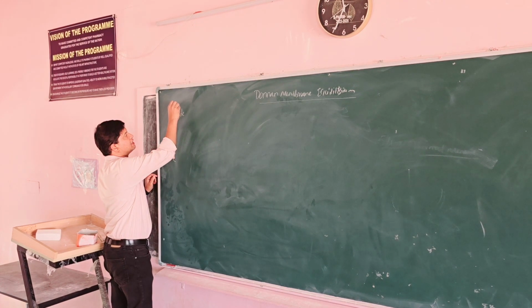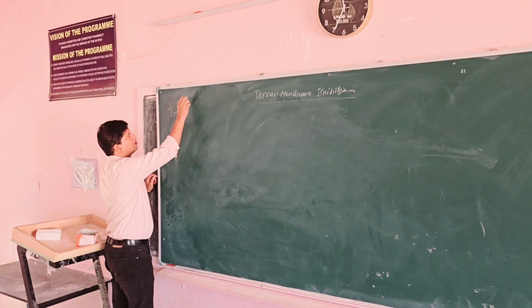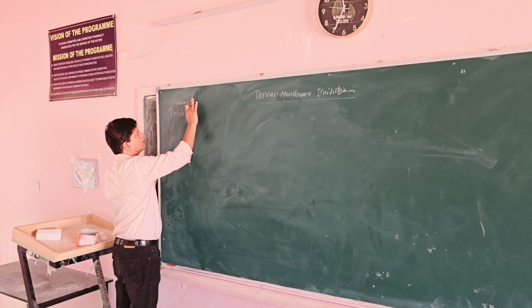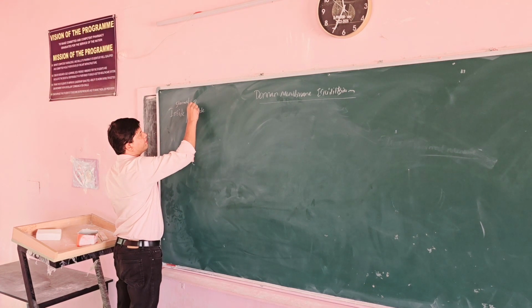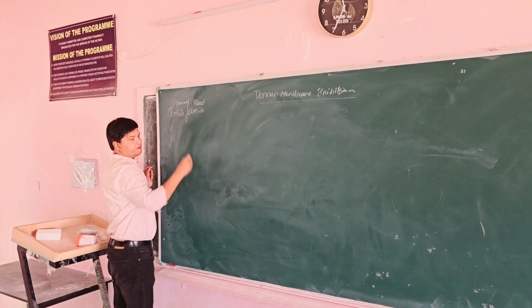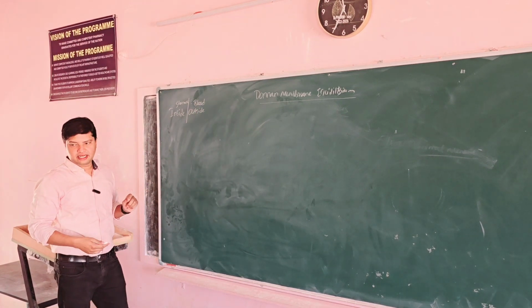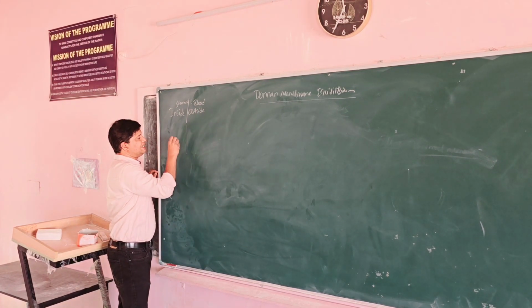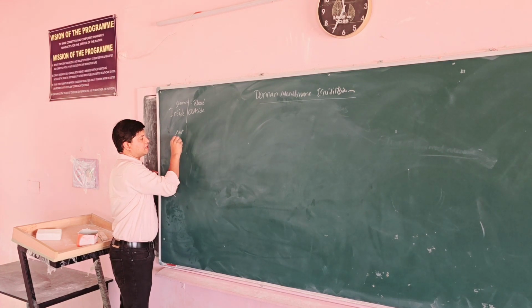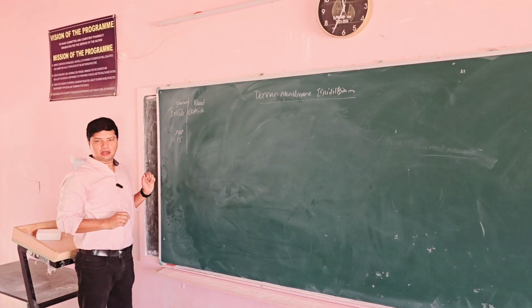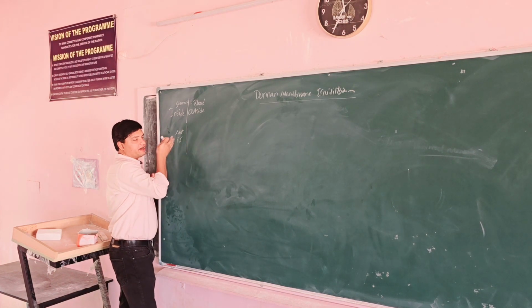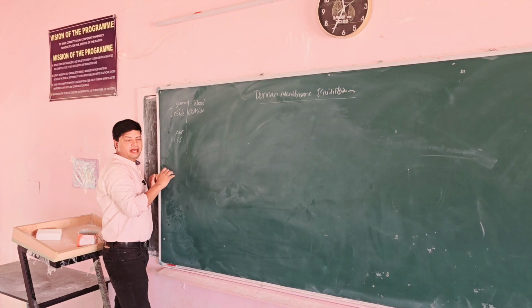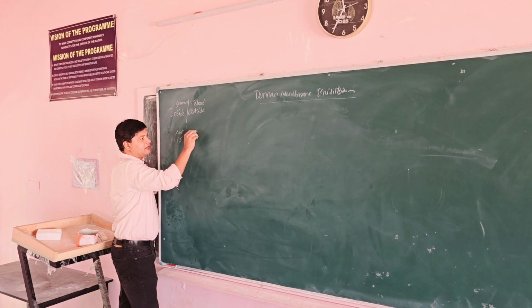Don't write, please listen. Inside is stomach, outside is blood. So in the stomach we already have some ions, sodium and chloride. If you give ions in the stomach, they will try to pass through the barrier and they will attain equilibrium.